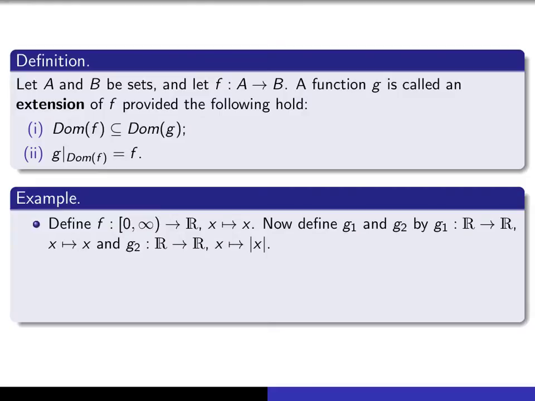Define g1 from R into R by x goes to x. Then if you restricted g1 to this interval, g1 and f would agree, and therefore g1 is one possible extension of f. But if instead we define g2 to be the function from R to R given by x goes to absolute value of x, that's also an extension, because if we restrict the domain of g2 to this interval, then absolute value of x and x agree, and so g2 is also an extension of f.